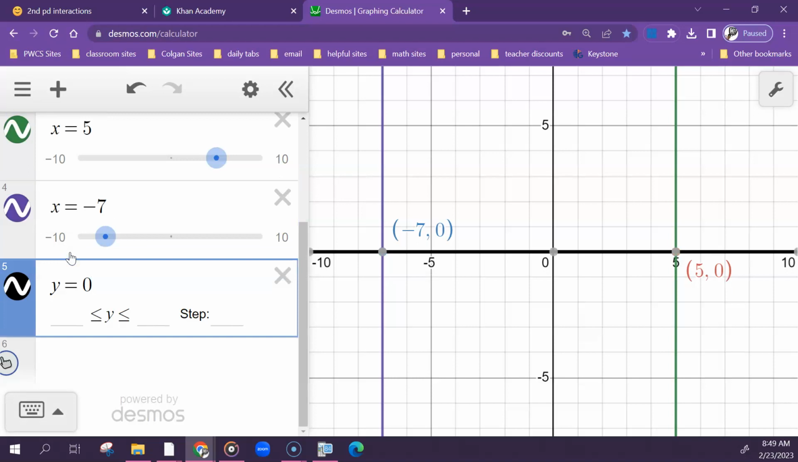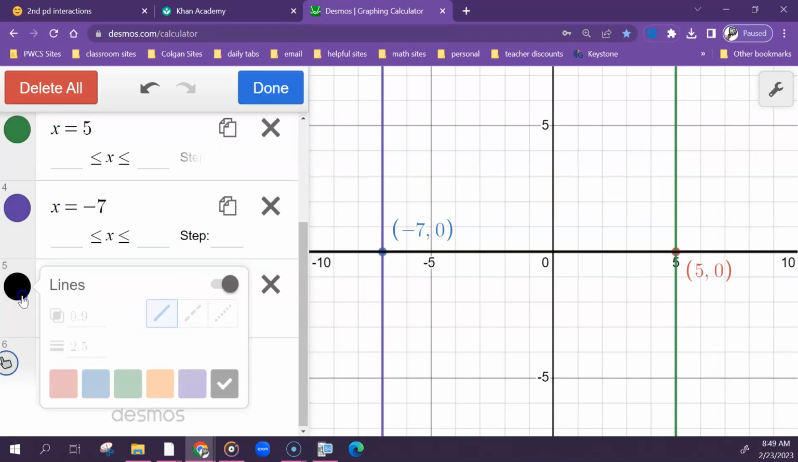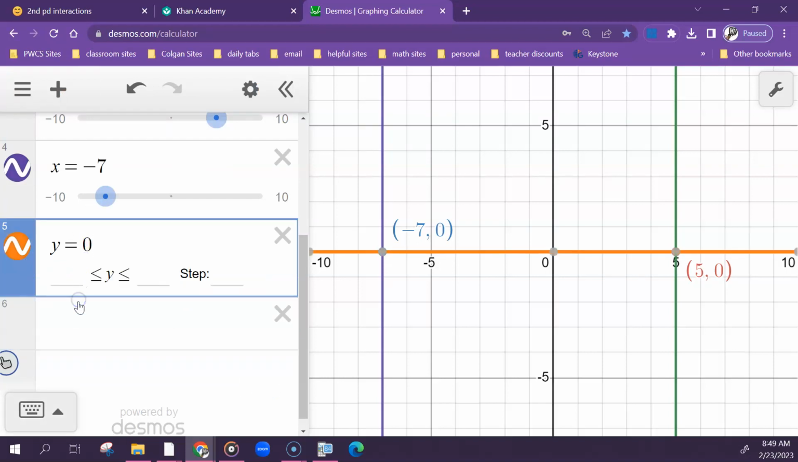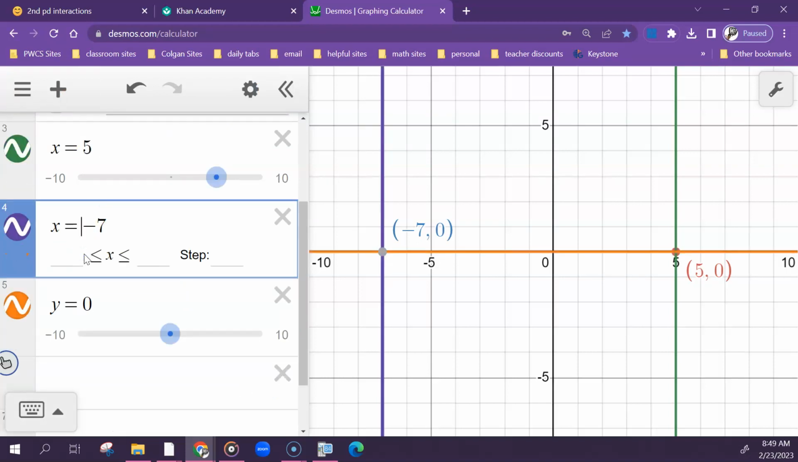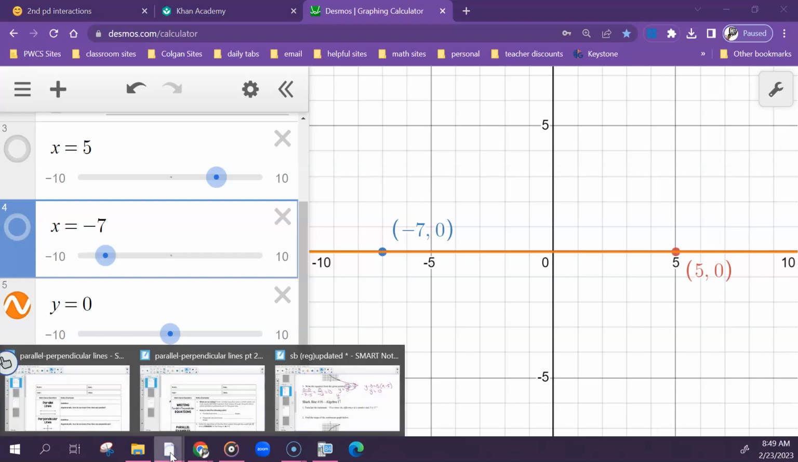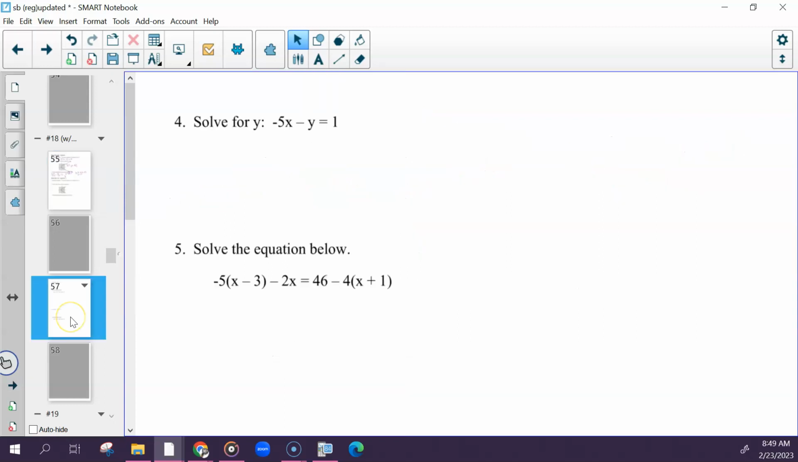That black is kind of hard to see. So then of the three that go through both, the orange is the only one that does that. So that would be your equation. Now, again, with Desmos, you have to know some of that stuff. It's not just given to you. Both of these can be solved using Desmos.